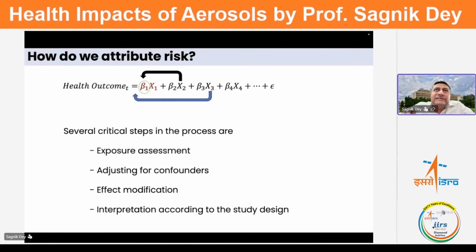So when I'm saying that this is the effect of air pollution, I must adjust for the effects coming from all other covariates. When I'm saying that this is the risk for smoking, I have to adjust for all other covariates. Same for every risk factor. Effect modification is very, very important because even after adjusting for the confounders, what we found is that depending on socio-demographic information and many other factors, the effect may not be similar. I will give some examples later on. And finally, of course, you have to interpret the results in the context of study design.